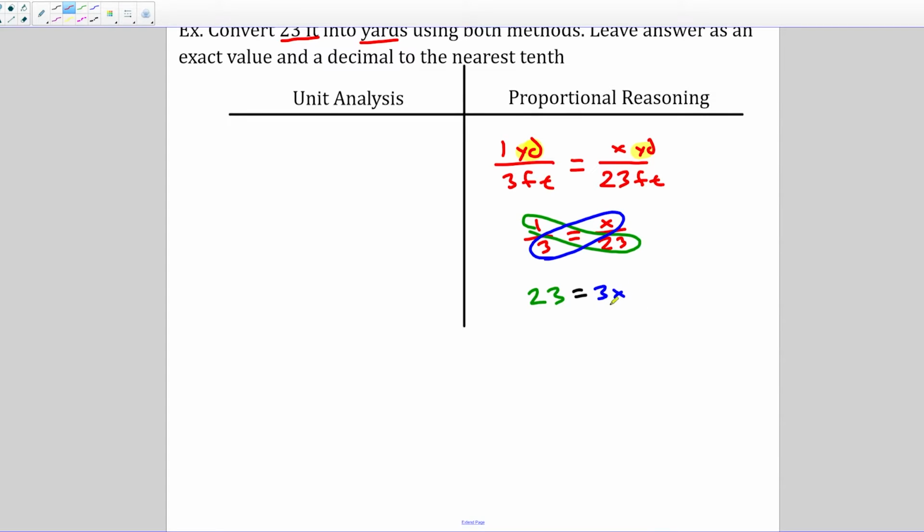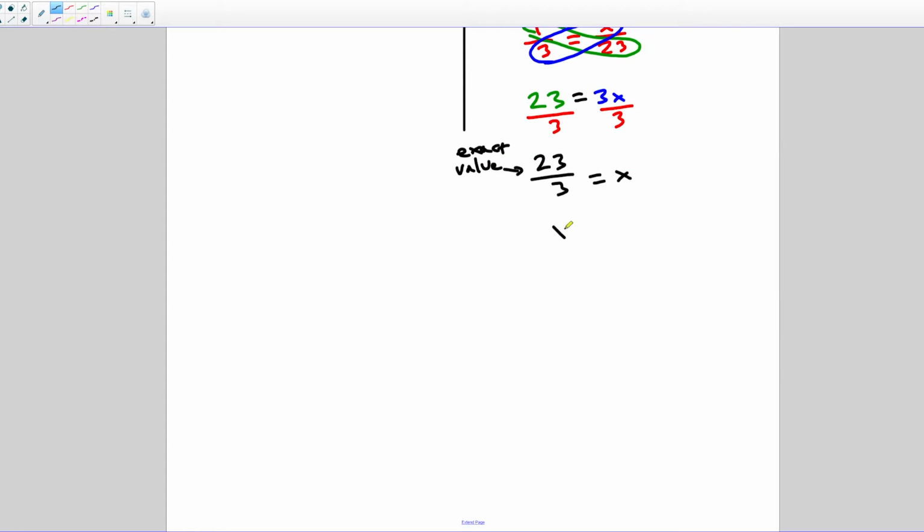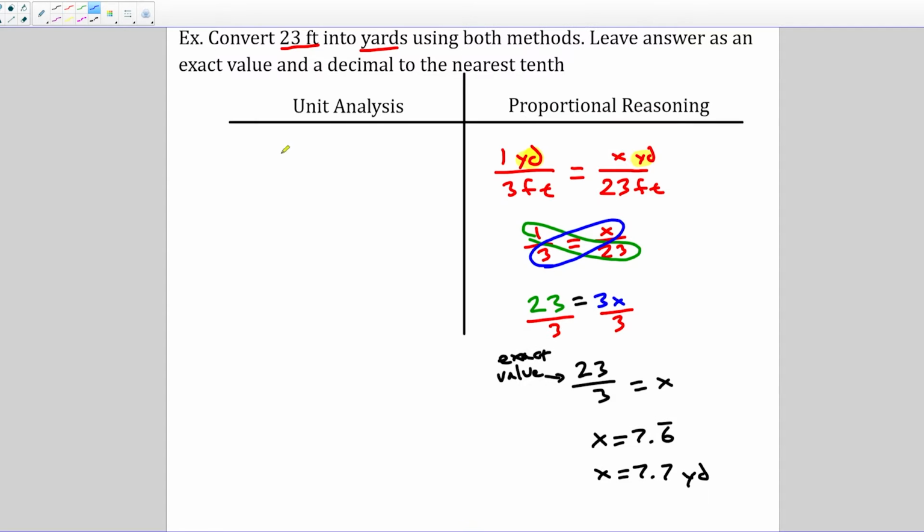Now to solve, we want to go ahead and divide both sides by 3. This leaves us with 23 over 3 is equal to X, and this will be my exact value. If we were to actually put this into our calculators, we would end up with 7.6 repeating, which ends up rounding to 7.7 yards.